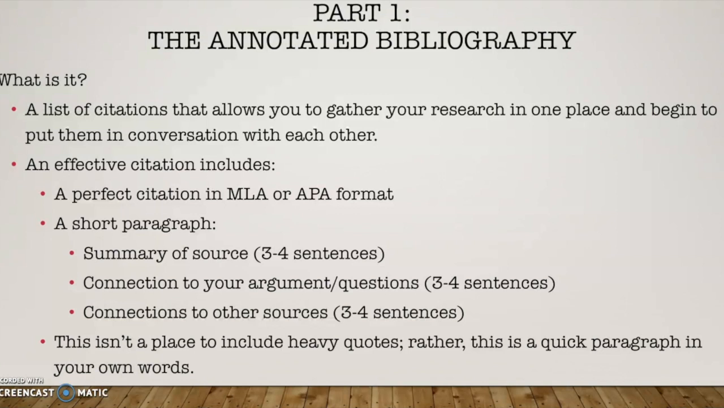So an effective citation for our annotated bibliography is going to include 2 things. 1, a perfect citation in whichever citation format you choose to use, such as MLA or APA, and then a short paragraph. And this paragraph is going to include 3 things: a summary of your source, a connection to your argument, and then a connection to other sources. Now we'll get into the annotated bibliography all by itself in the next 2 weeks.